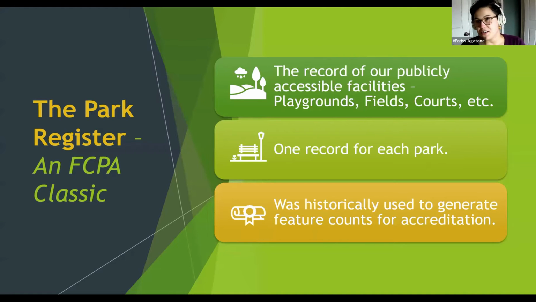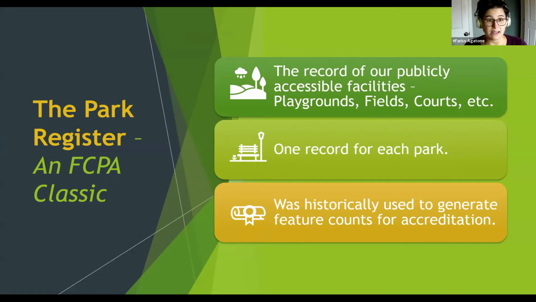The Park Register is an entity, a piece of data basically, that we've had in the Park Authority for decades. Previously, it was a table, and it is the record of our publicly accessible facilities, to include all of the facilities that the Park Authority manages. So those are things like playgrounds, fields, and courts.